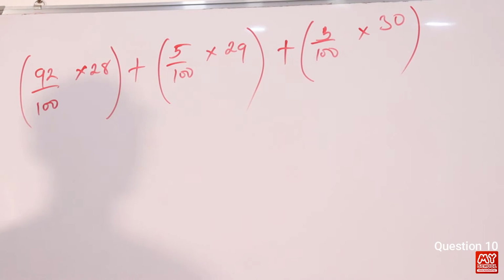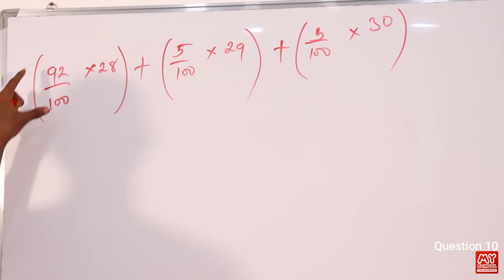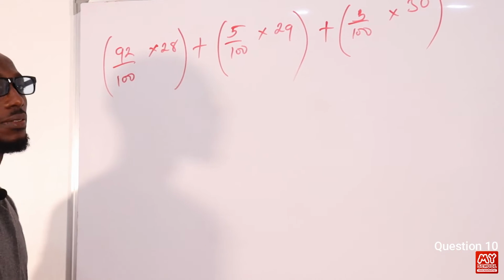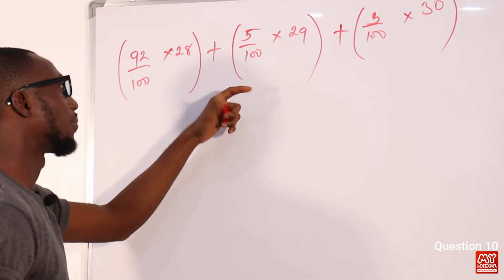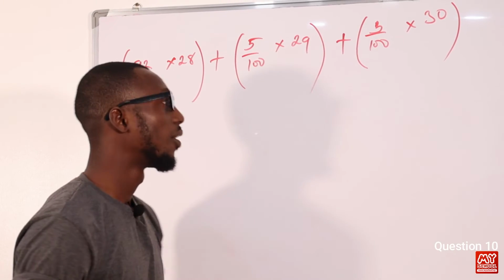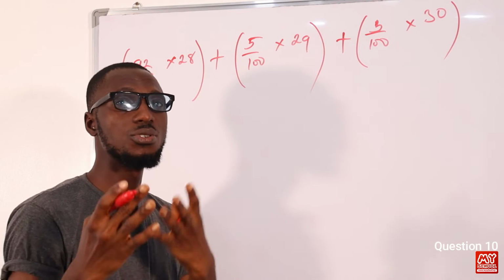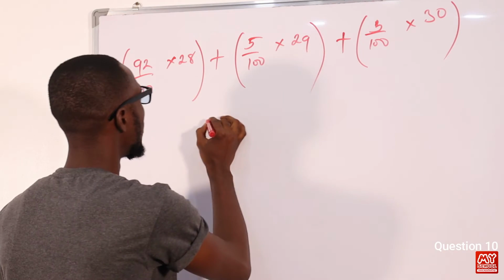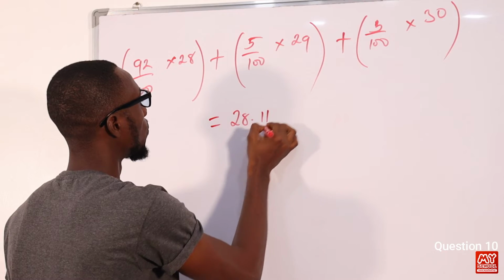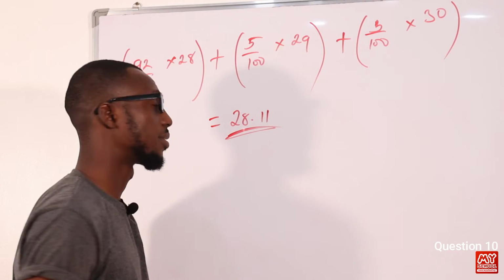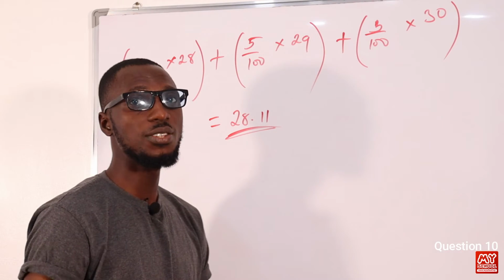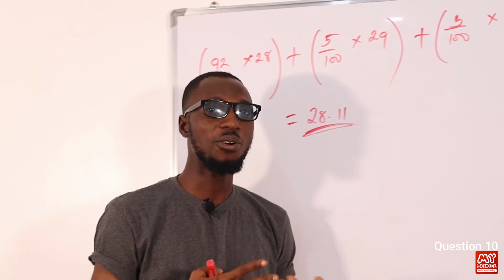Okay, so we can decide to work around these values. By the time we multiply, we divide by 100. We multiply, we divide by 100. Then we add up all of the values gotten. What we should have roughly, I'm doing this to shorten the video length, should be 28.11. Thereabouts, yes, 28.11.